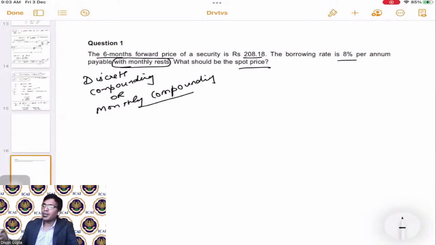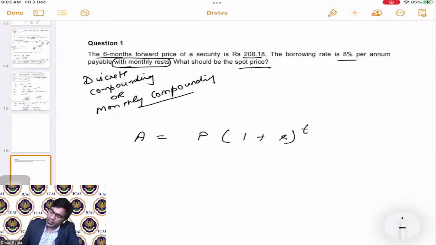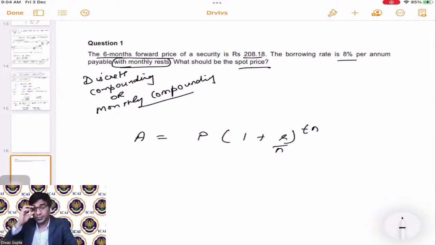What should be the spot price? Very easy, very simple question. A is equal to P (1 + R/N) raised to the power T multiplied by N. This is whatever the basic formula is, correct? In case of discrete compounding, this is a discrete compounding because they are saying that it is payable on monthly rests. Now we have to fill the things here and answer it.